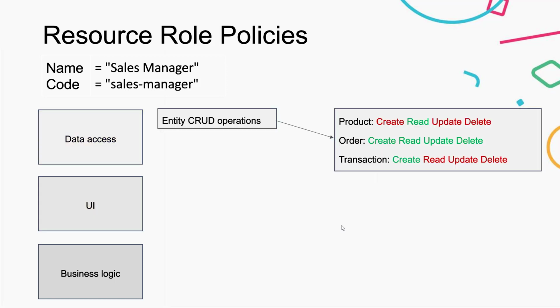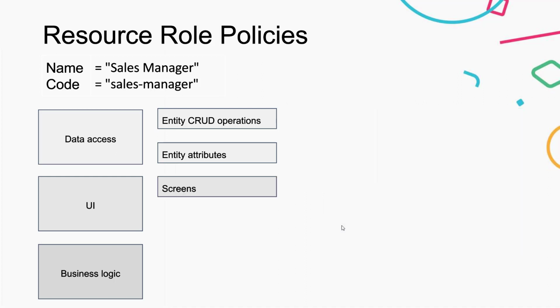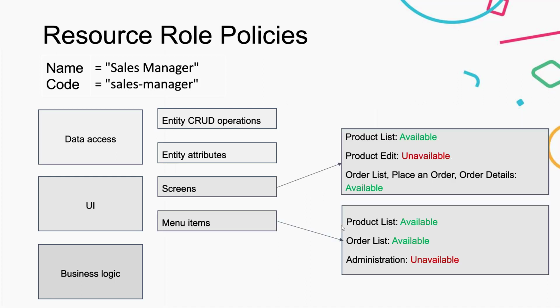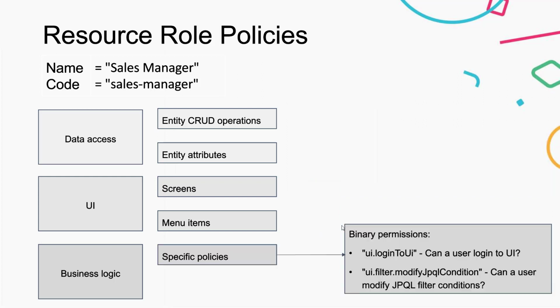Entity policies determine which CRUD operations on an entity are available for the user. Entity attribute policies specify which attributes of each entity are permitted to be viewed or modified by the user. Screen policies and menu policies determine which UI screens and which menu items can be opened by the user. There are also special group-specific policies. They define named permissions on arbitrary functionality and can be used by the developer anywhere in the business logic.